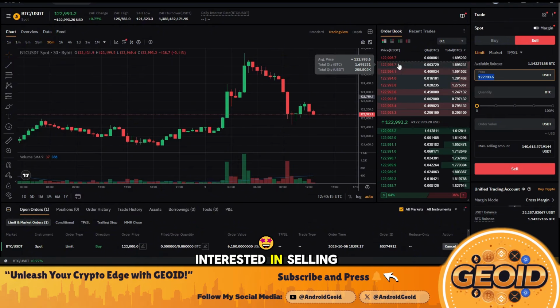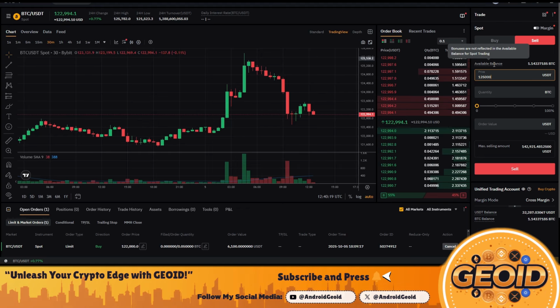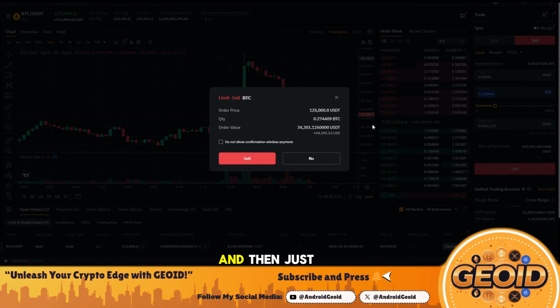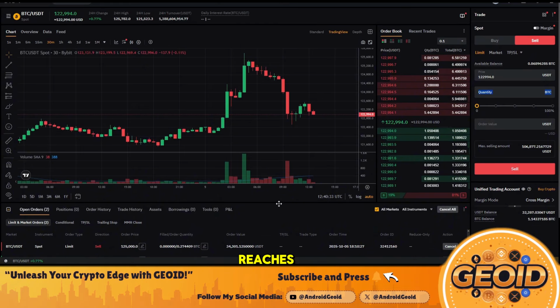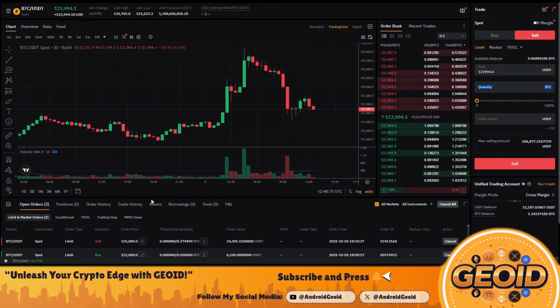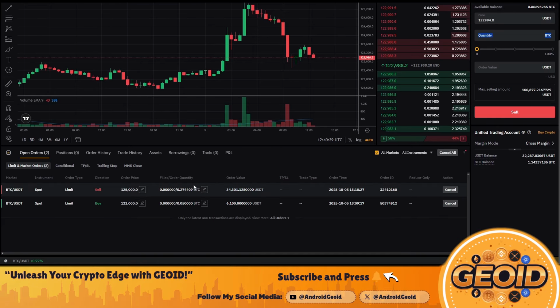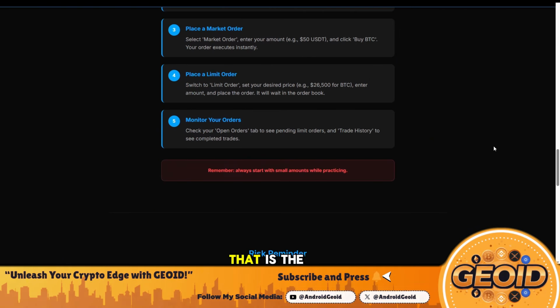The same goes for sell limit as well. If you are interested in selling at a higher price, then just enter the amount. For example, if you think that price will reach $125,000, just enter the amount and the quantity, and then simply click on sell, and it will have an open order in this order book for you. Once price reaches your buy or sell limit, it will be executed for you automatically. So that is how market orders and limit orders work. This is what we already covered, that is the live demo.